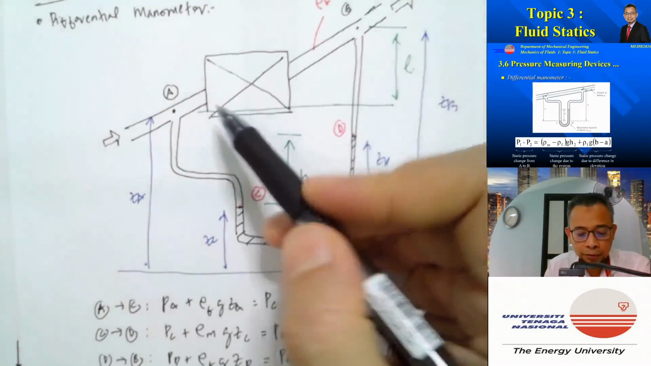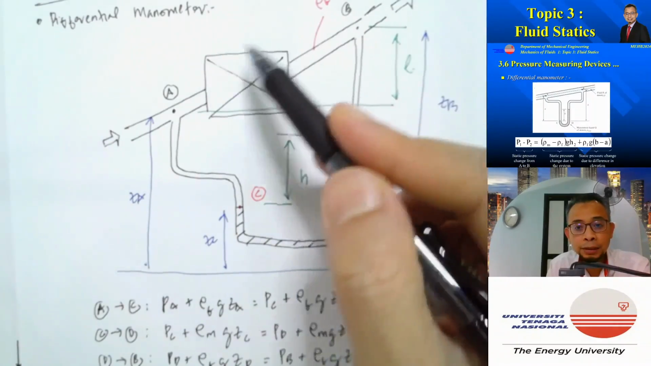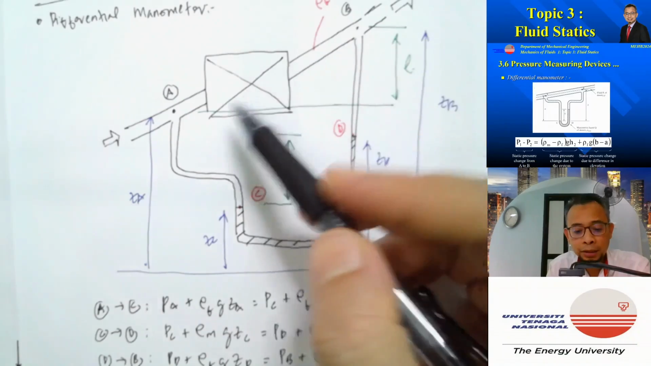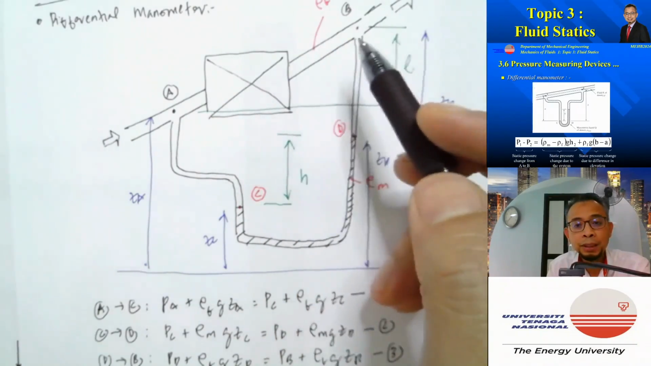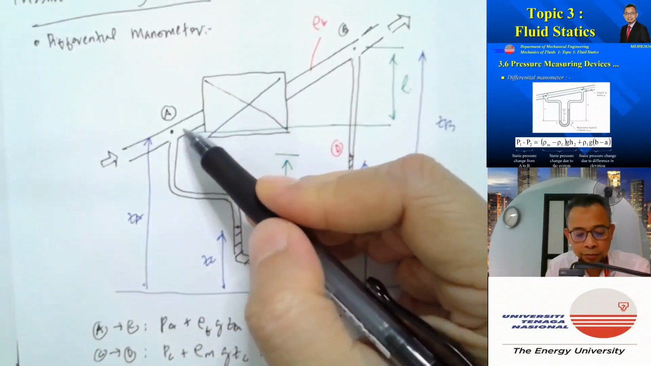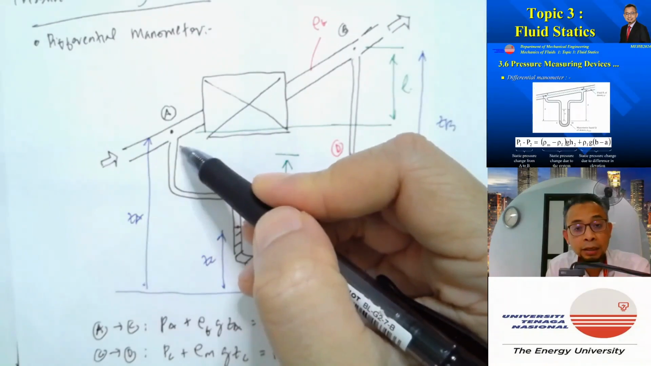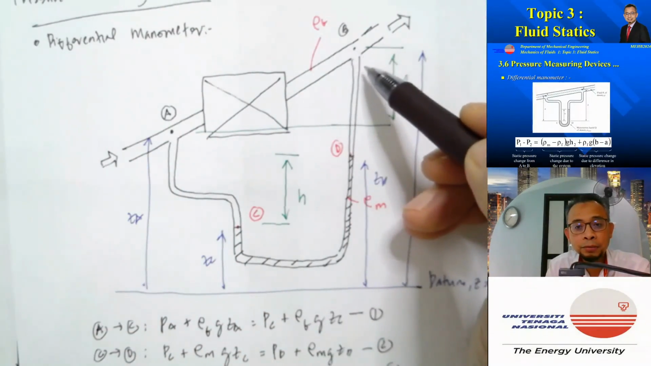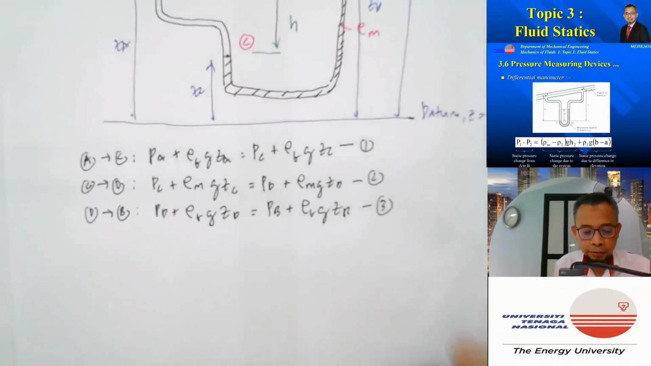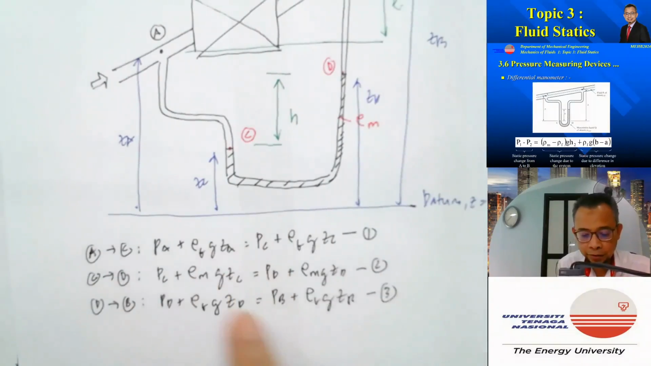We cannot apply from A to B because from A to B there will be losses here. The velocities and all that will not be constants, or if it has a profile, the profile will be different from one point to the next. So we cannot apply the equation directly from A to B. So we cannot write PA plus rho fluid g ZA is equal to PB plus rho fluid g ZB. That is wrong.